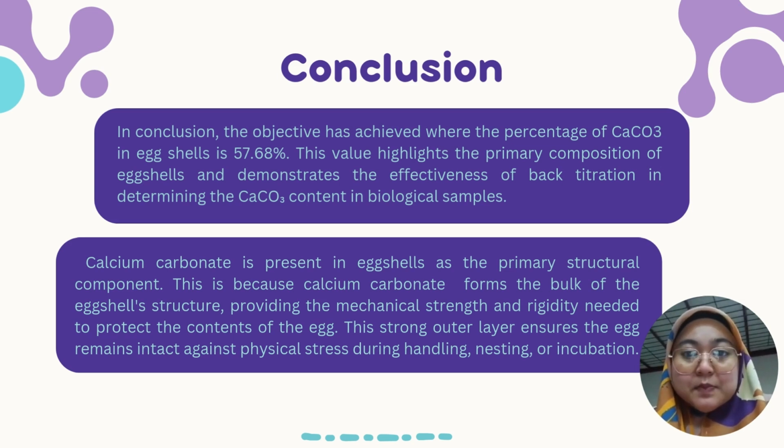Calcium carbonate is present in eggshells as the primary structural component. This is because calcium carbonate forms the bulk of the eggshell structure, providing the mechanical strength and rigidity needed to protect the contents of the egg. This strong outer layer ensures the egg remains intact against physical stress during handling, nesting or incubation. That's all from us.